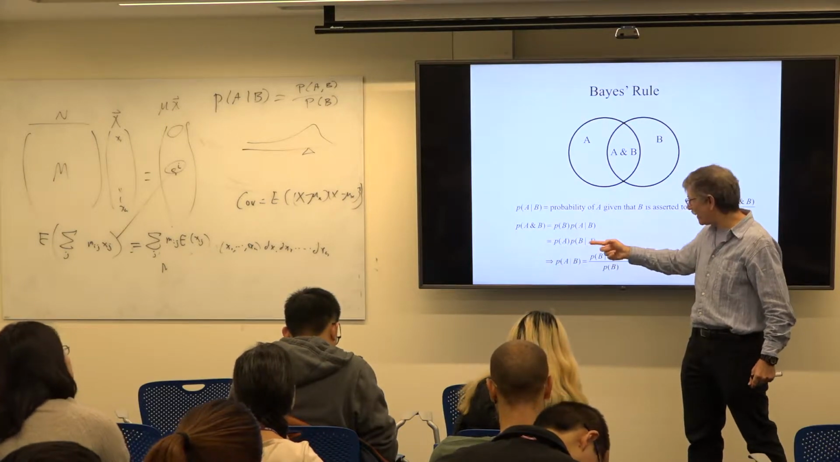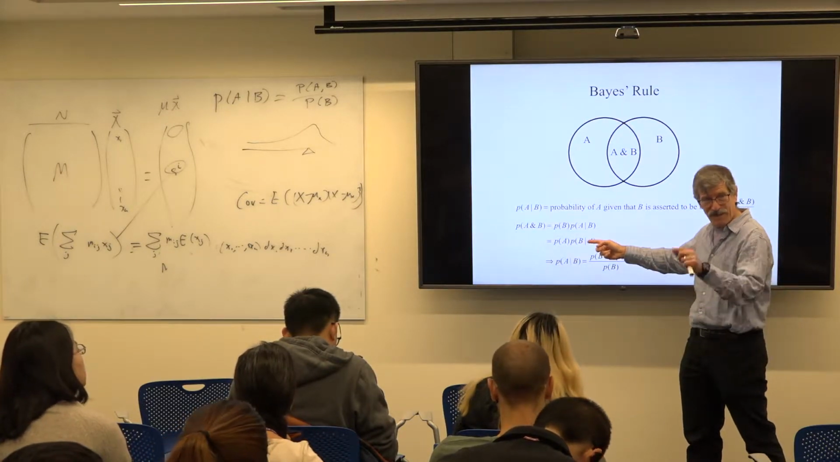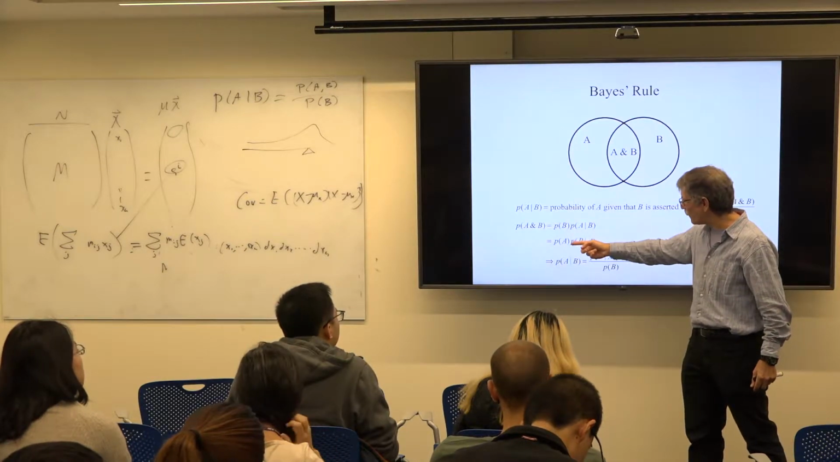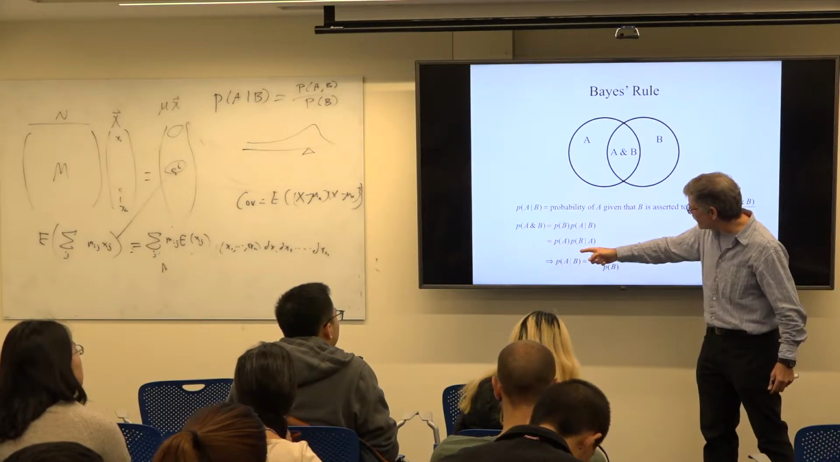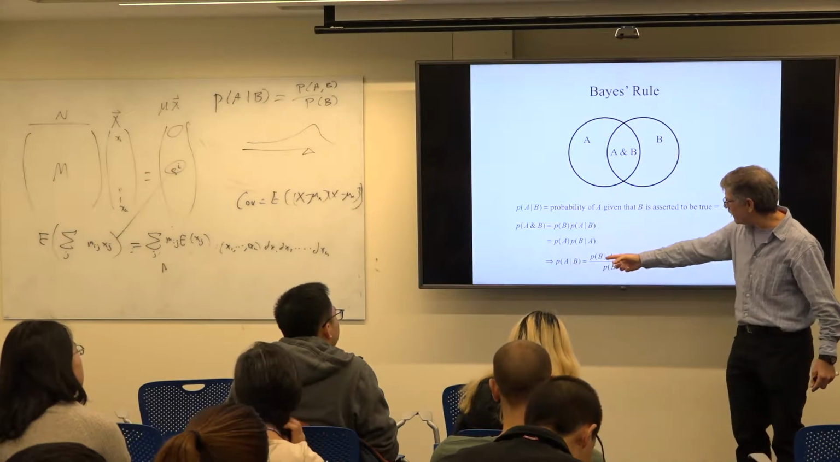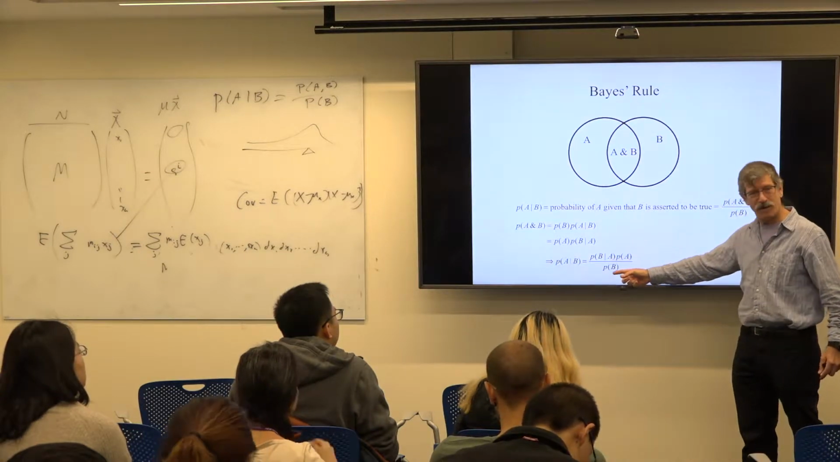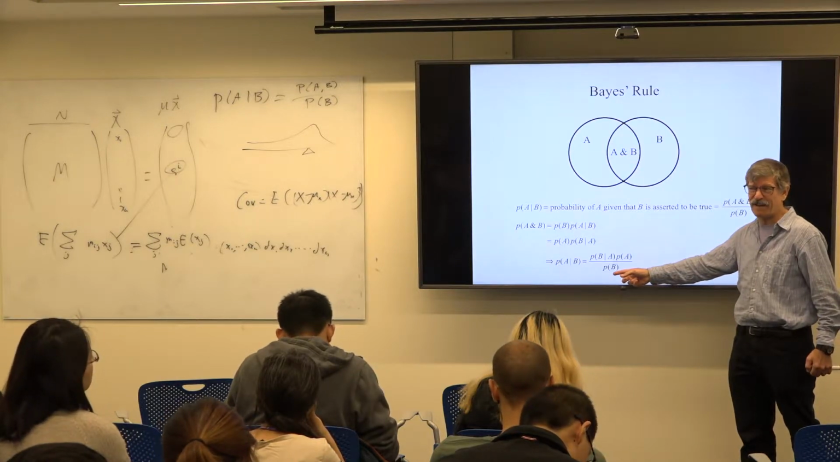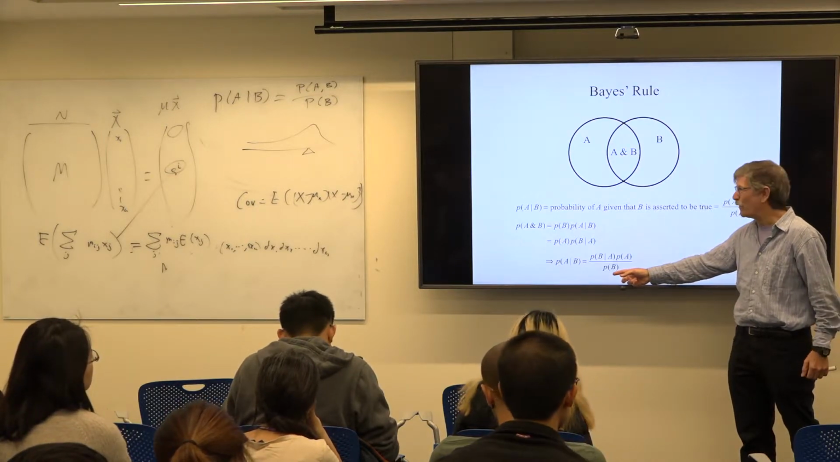Okay, because I could have written the definition of this and then moved the guy to the other side, which means this is equal to this. And if this is equal to this, now I can move P of B to this side, and I get P of A given B is P of B given A times P of A over P of B. That's Bayes' rule. So it just came directly out of the definition we've been using for the last few days.